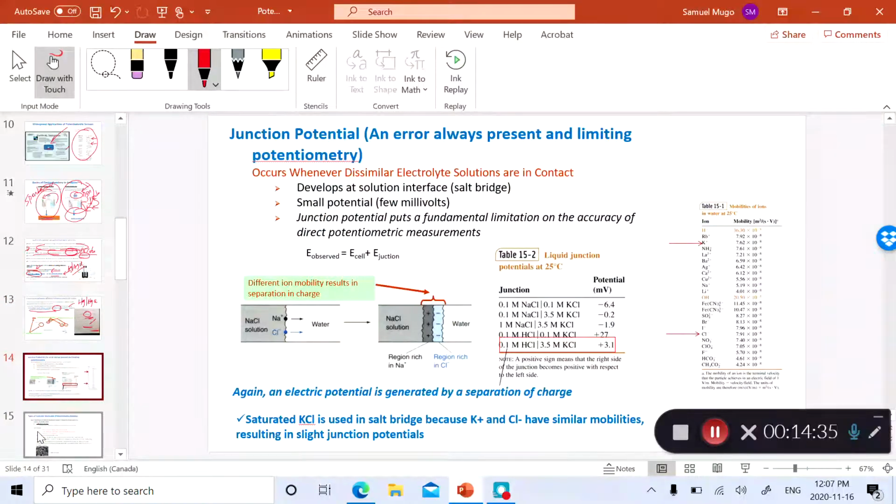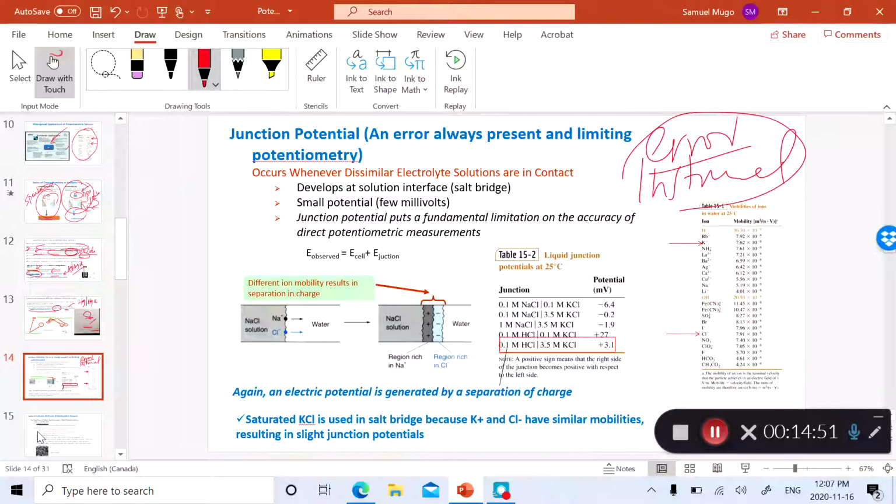Now, one challenge with potentiometry, just like all other instrumental methods, is that every instrumental method has an instrumental error. The instrumental error that is pertinent to potentiometry results from what you refer to as the junction potential.